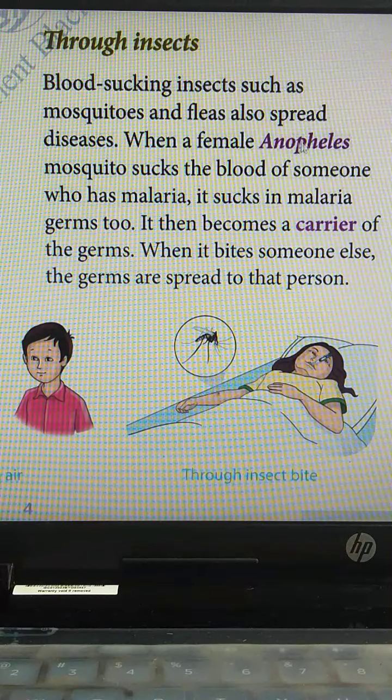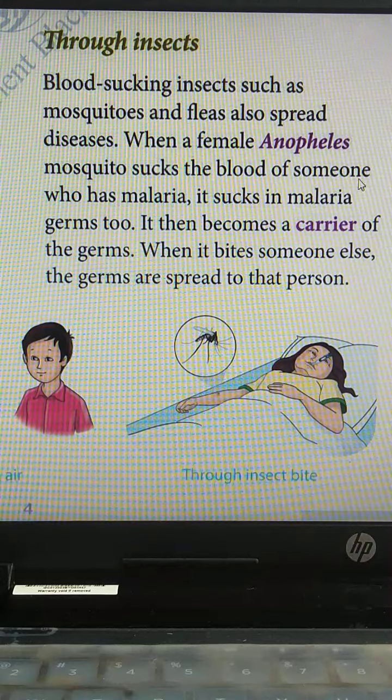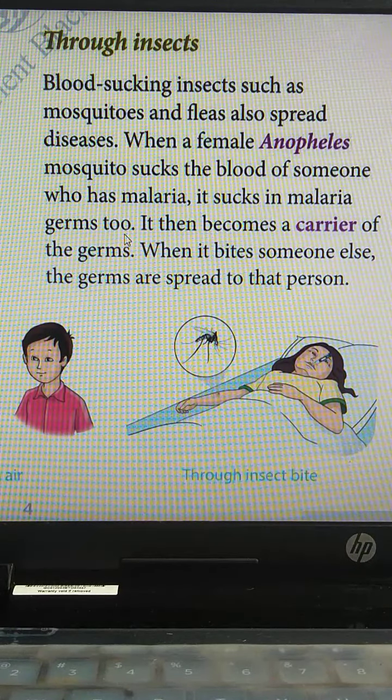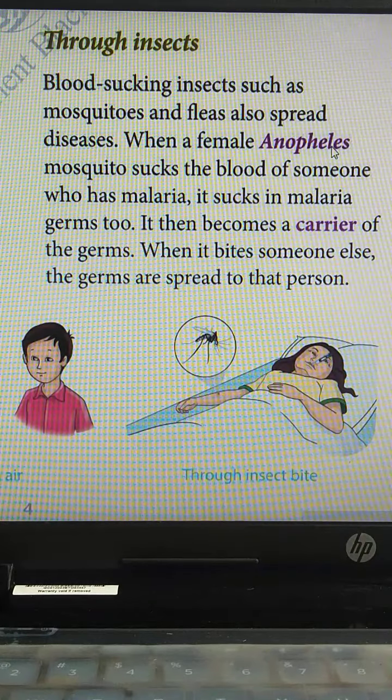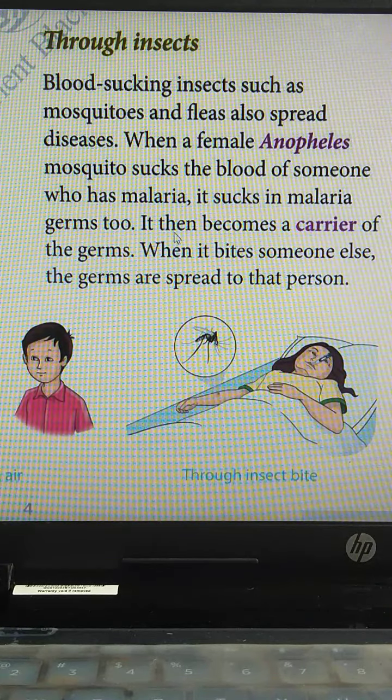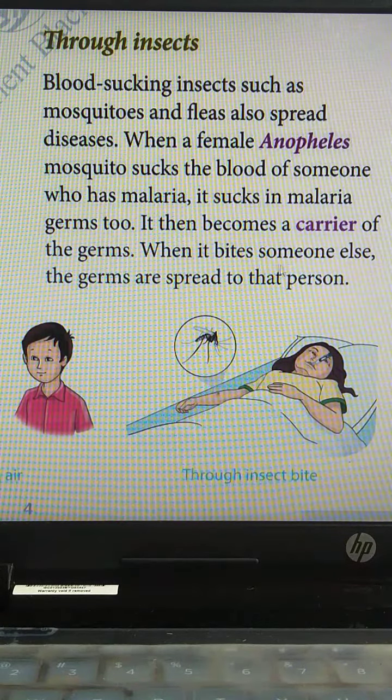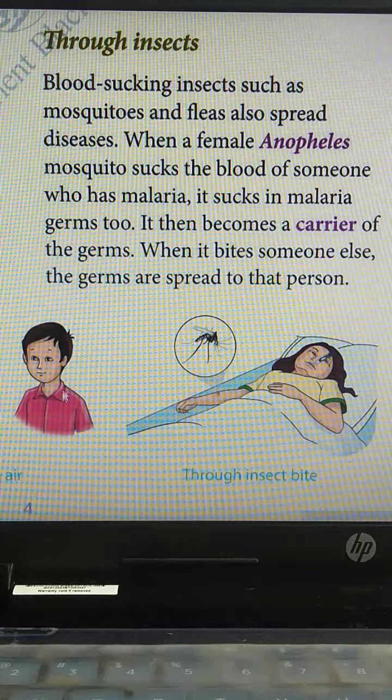When a female Anopheles, always remember that mosquito's name, female mosquito name, Anopheles. Remember Anopheles. The mosquito sucks the blood of someone who has malaria. It sucks in malaria germs. Suppose someone is suffering from fever, and the female Anopheles mosquito sucks the blood of that person. It also sucks malaria germs from that person. It then becomes a carrier of the germs. Then it bites someone else. The germs are spread to that person.